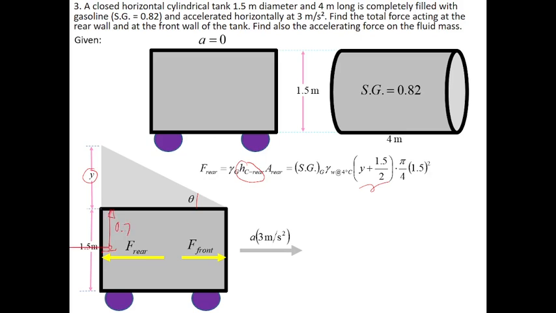0.75, 0.75. Okay? So kung ganon, 0.75, 0.75. So we have y now plus 0.75 meter is equals to 8c. 8c rear. Okay? So ganon siya.